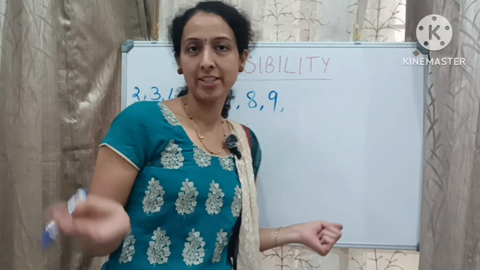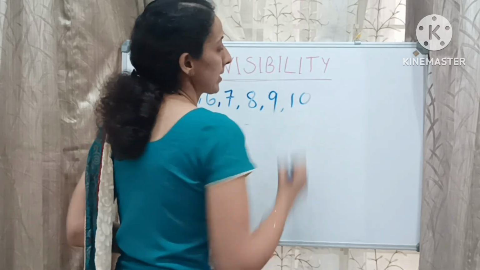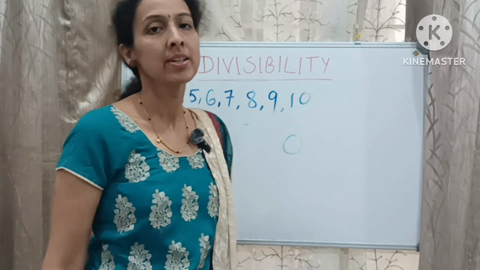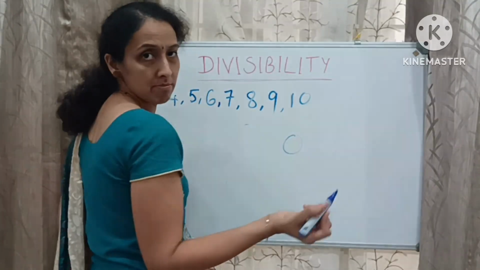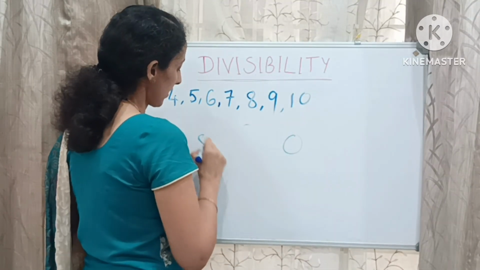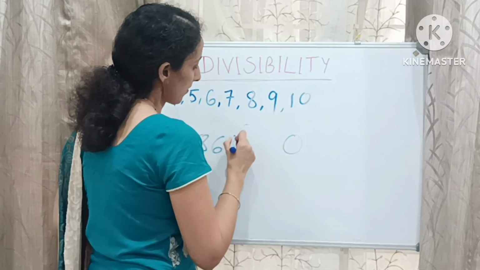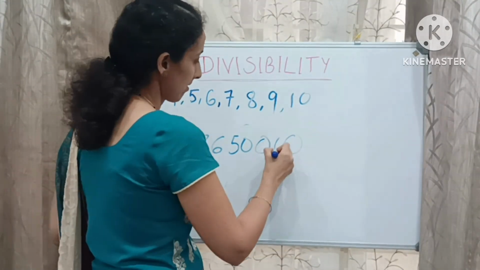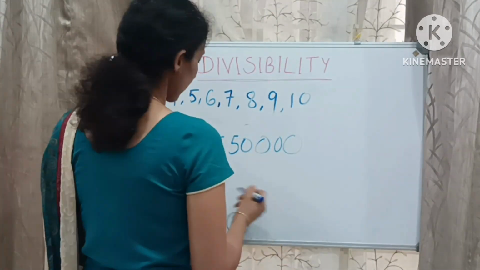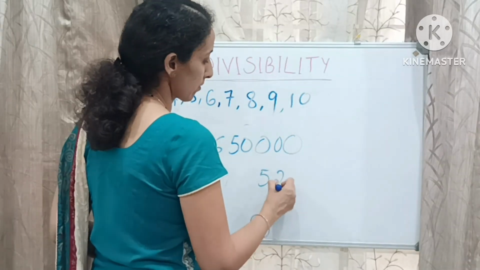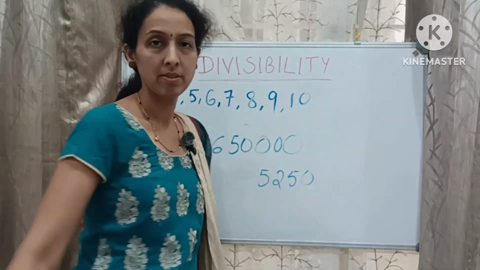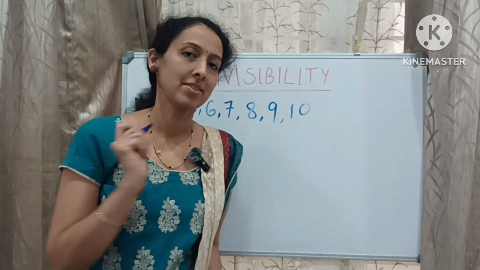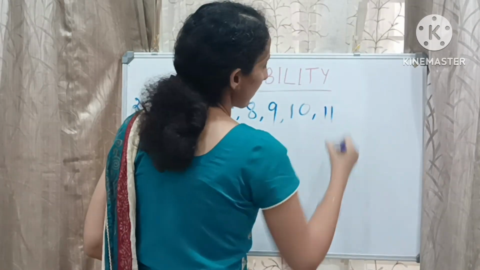The easiest of all these is divisibility by 10. Any number ending with 0 is divisible by 10. I can write any number, 8650 or something like 5250. All these numbers are divisible by 10. The last in our list is the number 11.